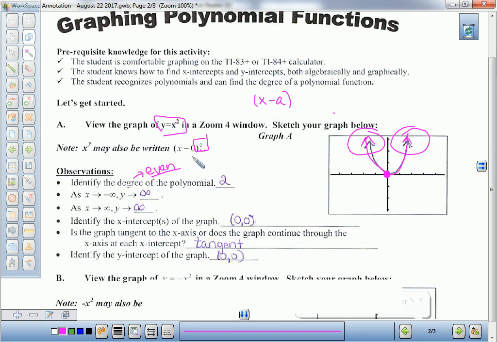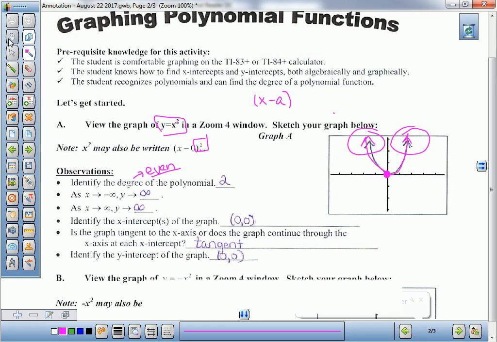So when we have a factor raised to an even power, we've got this point of tangency right here at the x-intercept. So this graph is tangent to the x-axis. It touches and bounces back. And on this one, the y-intercept is (0, 0). Any questions about the first one?